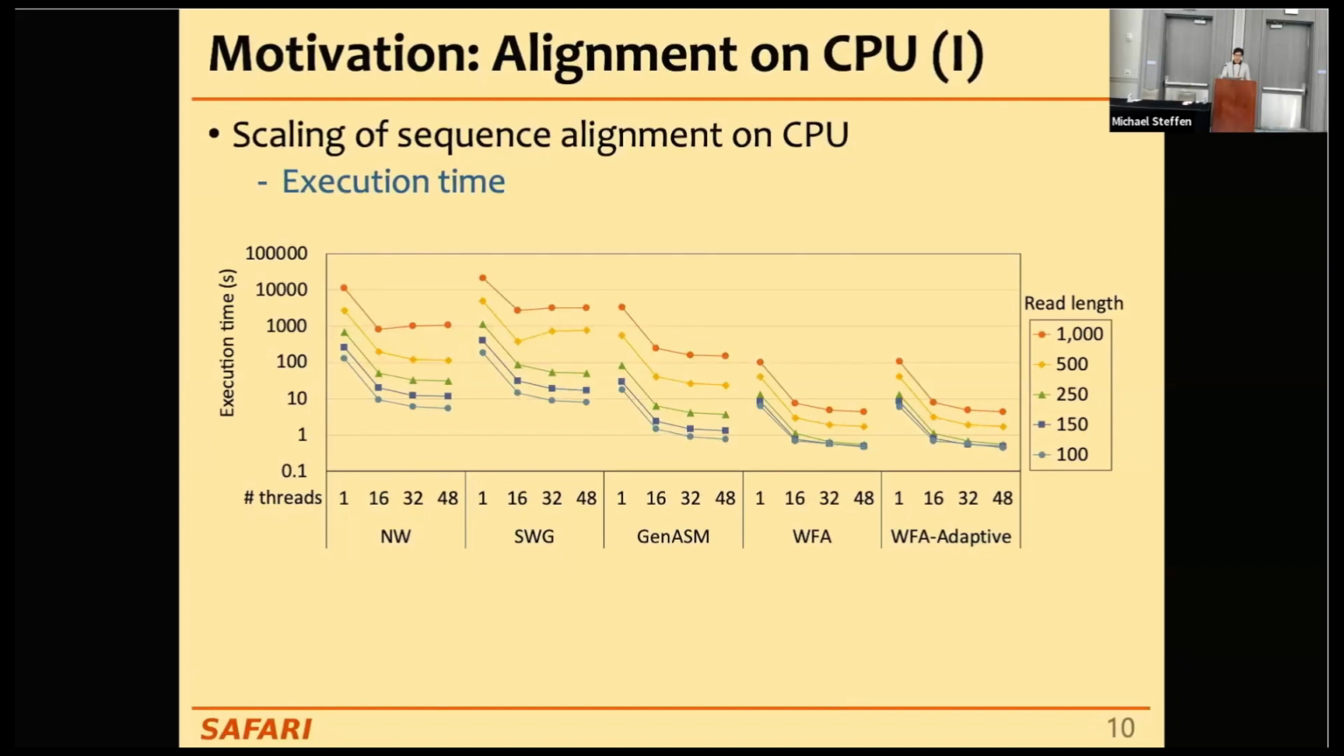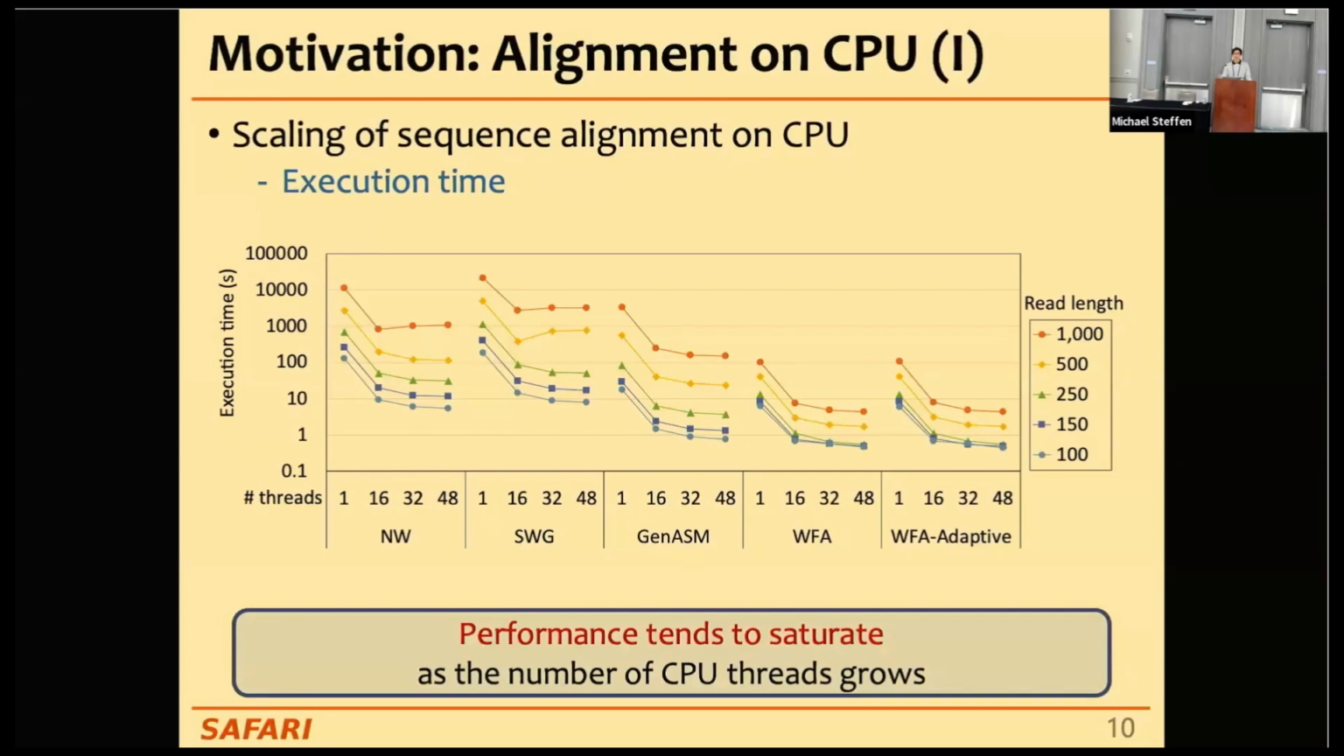This plot shows execution time for the 4 different algorithms, and actually 2 different versions of the wavefront algorithm. As you can see, for different numbers of threads from 1 to 48. One common observation is that the performance tends to saturate as the number of CPU threads grows. That not only happens with sequence alignment on CPU, it happens in many other applications, in many different domains, but in particular, sequence alignment is not very compute intensive. It has low arithmetic intensity, so it makes sense that this happens.